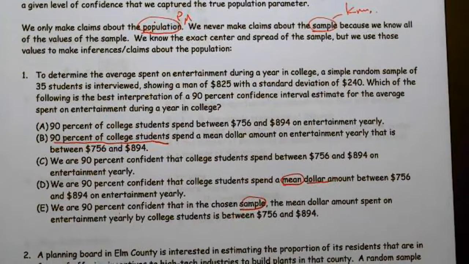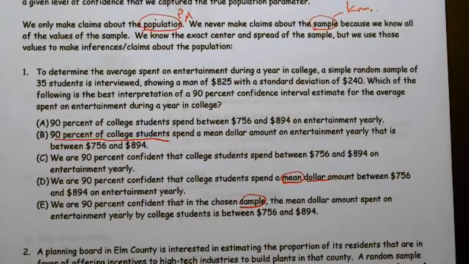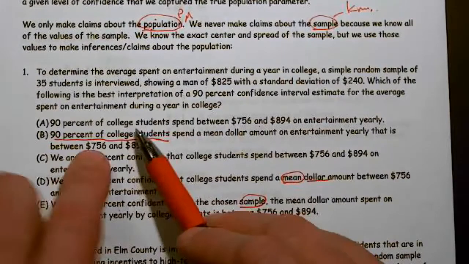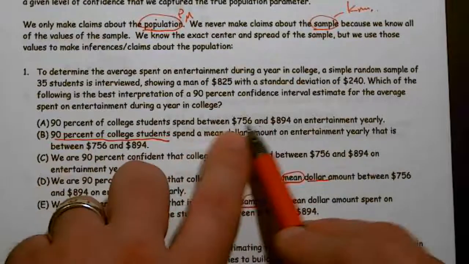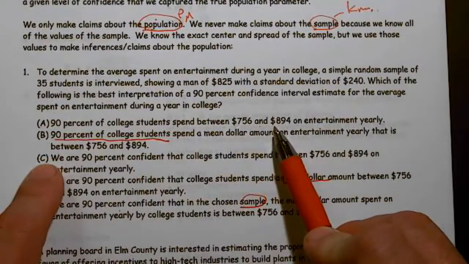So here we go. To determine the average spent on entertainment during a year in college, a simple random sample of 35 students is interviewed, showing a mean of $825 with a standard deviation of 240. Which of the following is the best interpretation of a 90% confidence interval estimate for the average spent during a year in college? 90% of college students between this. No, we are 90% confident.